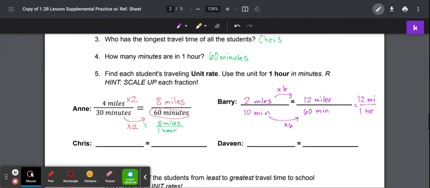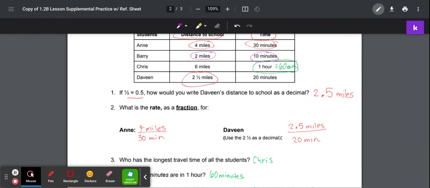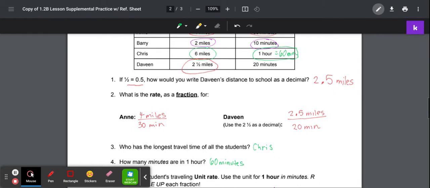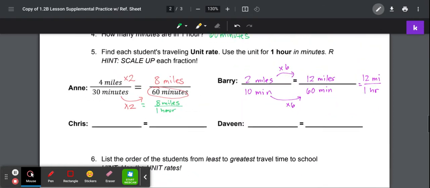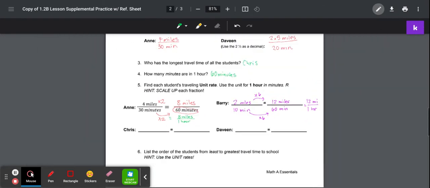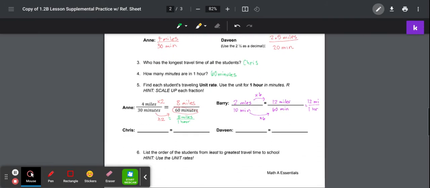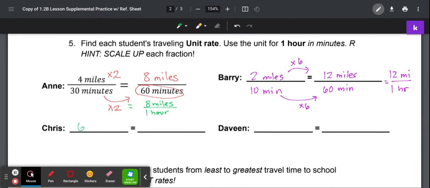Okay, then we're going to look at Chris. So Chris's time is 6 miles in 60 minutes. So this, for Chris, we already know it's 6 miles in 60 minutes. So this would be 6 miles in 1 hour.